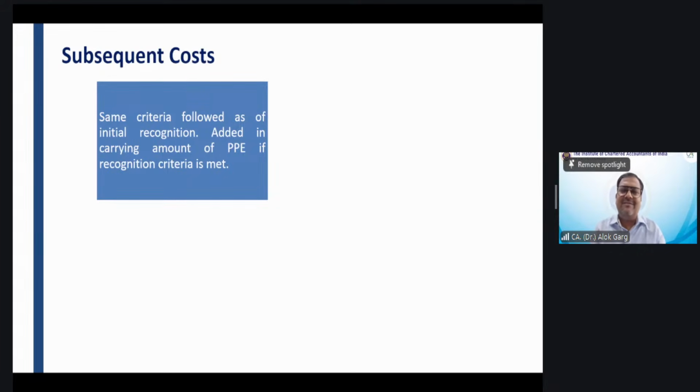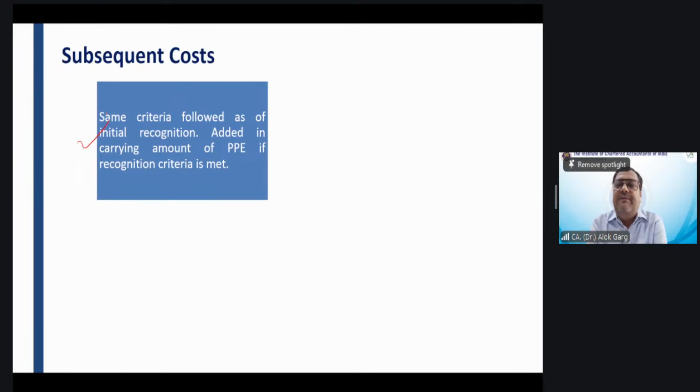What was the recognition criteria? Future economic benefit should be probable and cost can be measured reliably. So the same criteria is followed as for initial recognition, and the cost is added to the carrying amount of PPE if the recognition criteria is met. For subsequent cost, the same criteria needs to be followed as for the initial cost. What is that criteria? Future economic benefit should be probable and cost can be measured reliably.